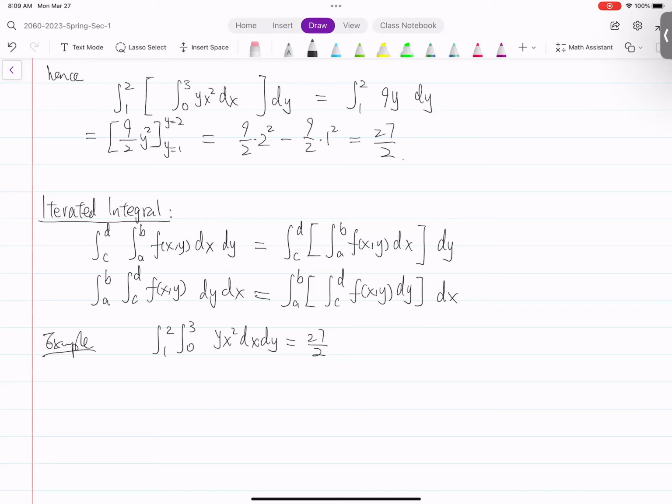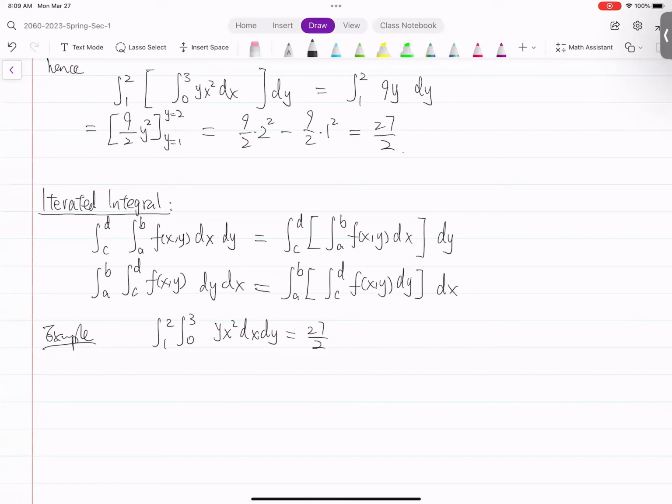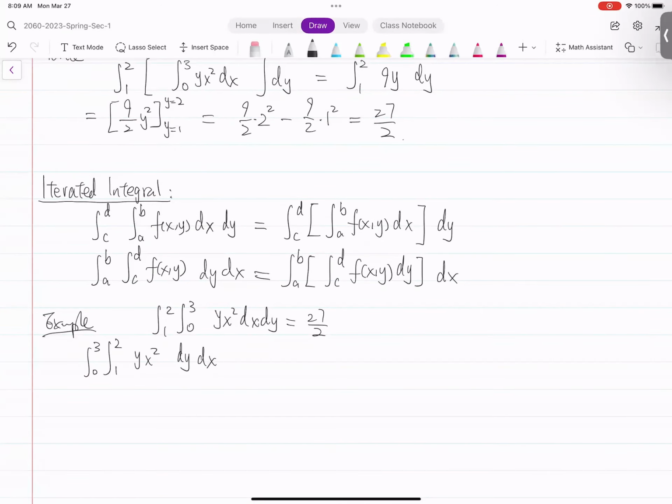So what happens if we do the other order? Okay. So if we do the order in terms of x first, and this is in terms of x first and then y, right? So if we change the order, it's going to be from 0 to 3 with respect to dx on the outside, basically. And then from 1 to 2, dy on the inside, which is the first. Okay, so let's do that and see if we're getting the same result.